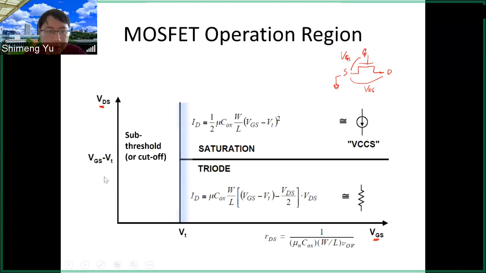Okay, so here, depending on the gate voltage first. If the gate voltage is smaller than threshold, this is so-called cutoff, or in a more accurate way, we call it subthreshold region, and we discussed that in lecture 10 on Tuesday. So here the current is almost 0, but actually it's non-zero if we consider this subthreshold current.